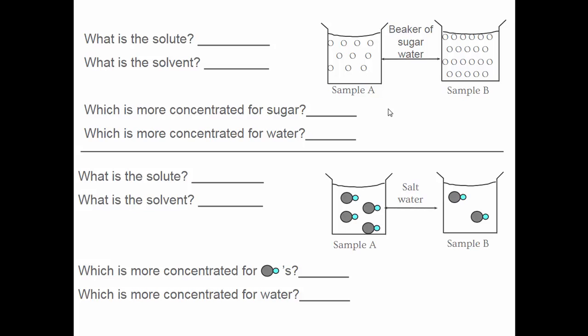All right, so let's look at some more examples just to help us understand concentration. So I have some sugar water. Sugar dissolved in water. I have sample A and sample B. Raise your hand if you can tell me, what is the solute and what's the solvent in this example? Jack, the solute? Sugar. And the solvent? Water. Yep. Which has a higher concentration of sugar, Mitchell? And which has a higher concentration of water?